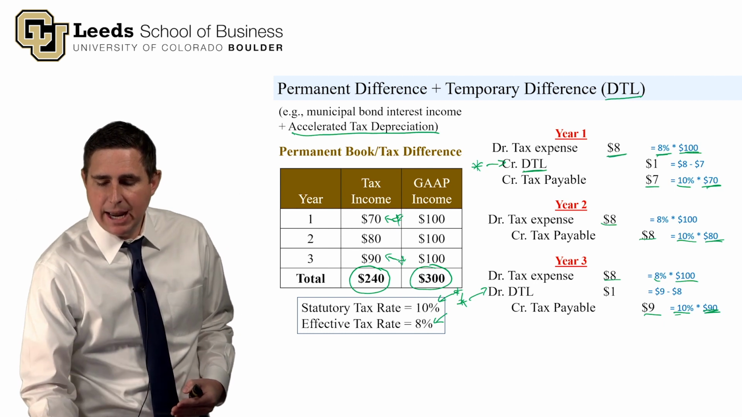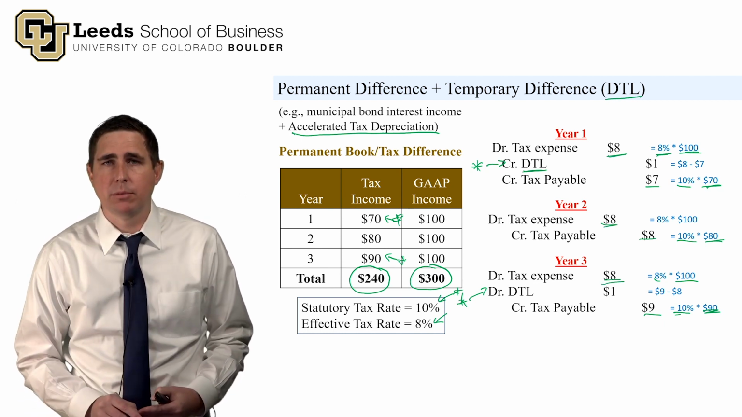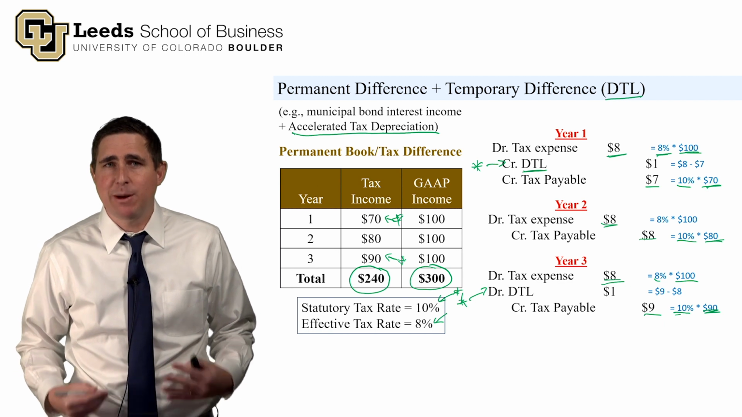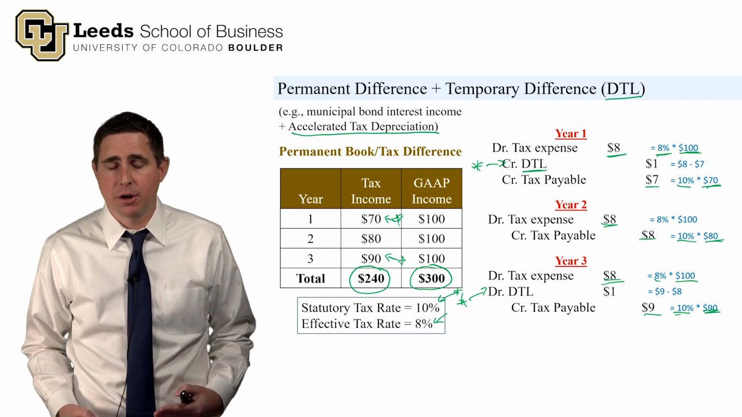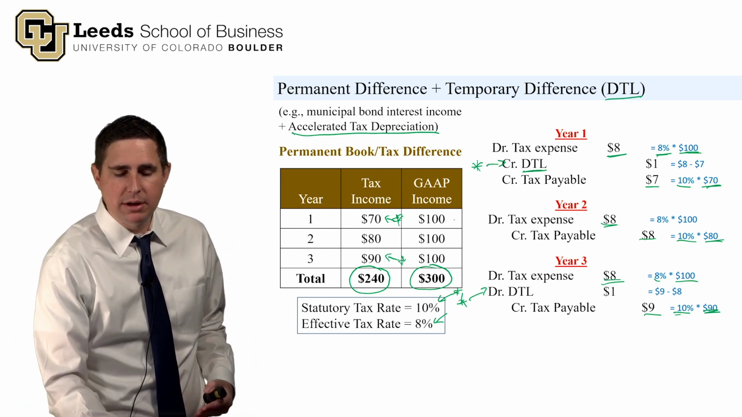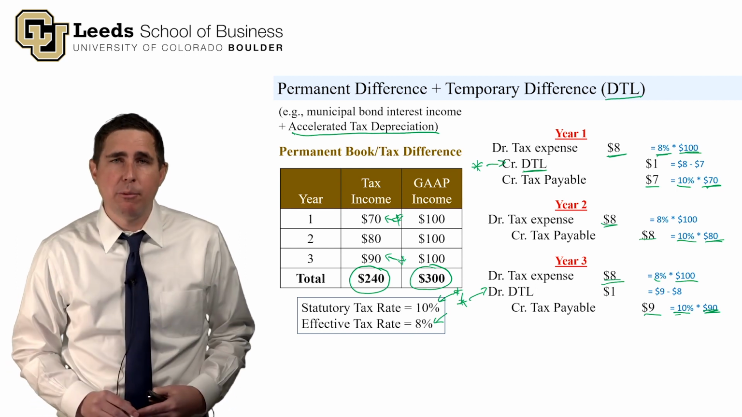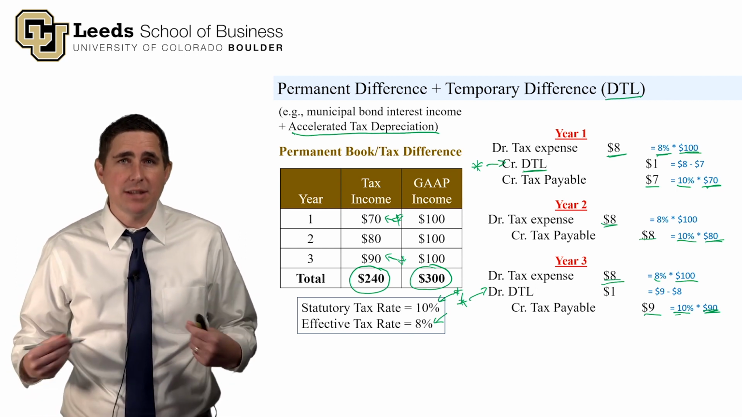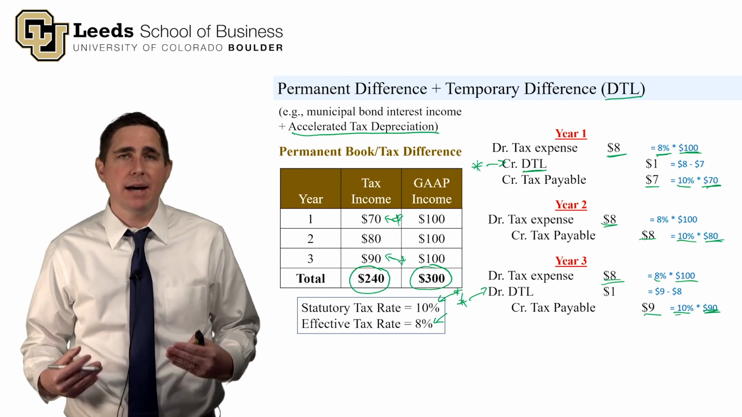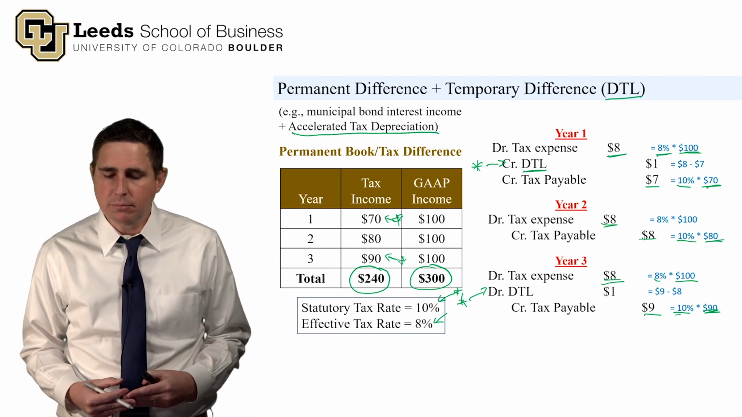And let's just see what we can observe in these journal entries before we move on. Tax expense stayed at $8 every year, okay? That's because we want investors to be able to compute our effective tax rate every year. Each year they'll take that $8 and divide it by 100, and they'll come up with 8% as our effective tax rate. And that's correct. That is the cost of taxes to our business, okay?